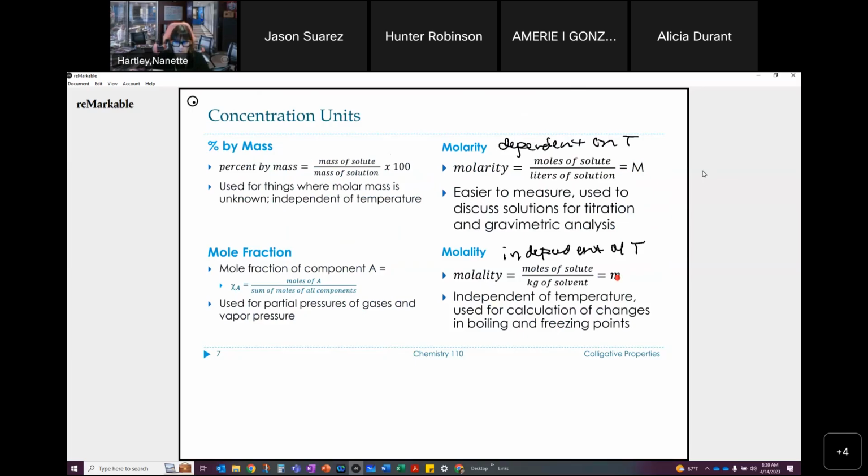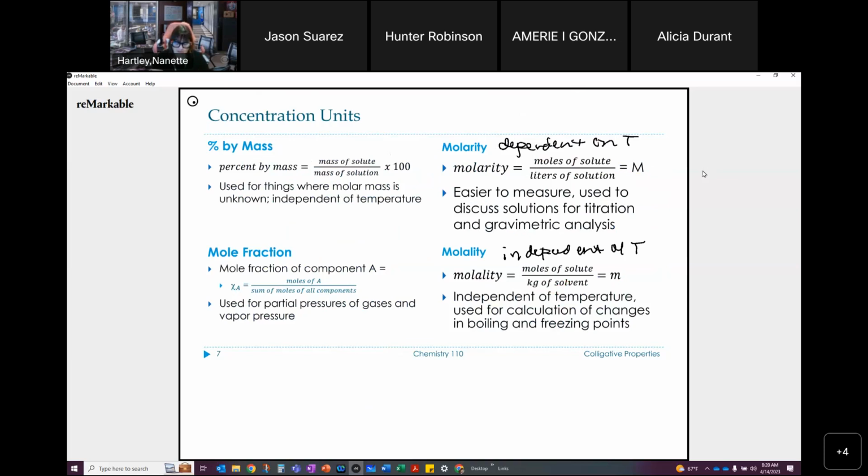Molality, small m, and of course it's supposed to be italicized, is the moles of the solute divided by the kilograms of solvent. Typically, if I want to convert between the two, I need a density to be able to do so. We'll talk about that in a few minutes. Like I said, this is independent of temperature. It's used for calculation of changes in boiling points and freezing points. It's typically why we use it.